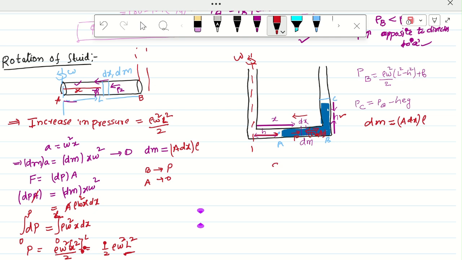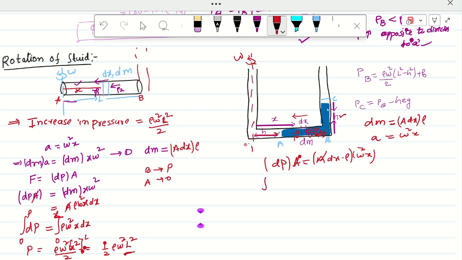Subtracting, dP is the change in pressure between these two points, times the area, is equal to dm times a, the net force, right? m a is equal to omega square x, where x is the radius here. So now A dx rho into a, this is m into a, equal to omega square x. Now this cross-section area A cancels.